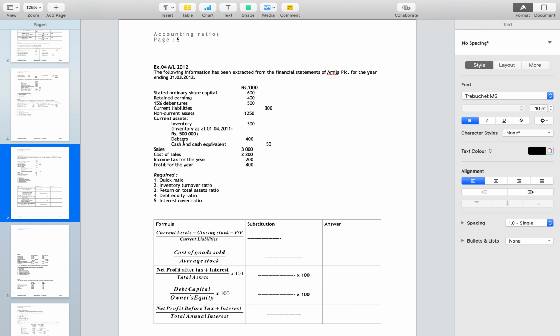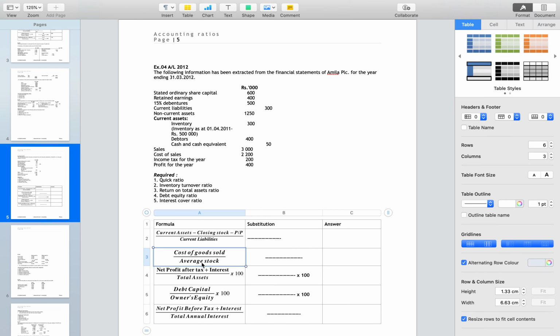Right, so number 1, same as the last question. The first thing I did was go through my requirement over here. They're asking for 5 ratios. So as always, I set up the table: formula, substitution and answer. And step number 1, you copy down the formula that is given in the first 2 pages of your document. After that, it's a matter of simple substitution.